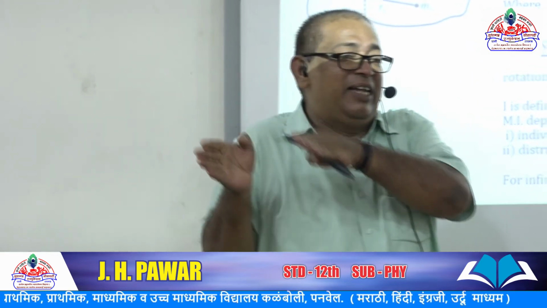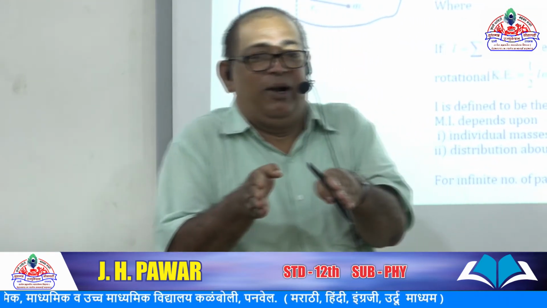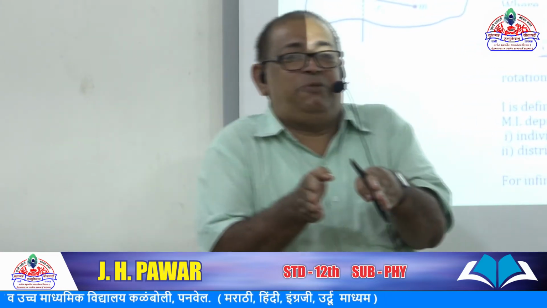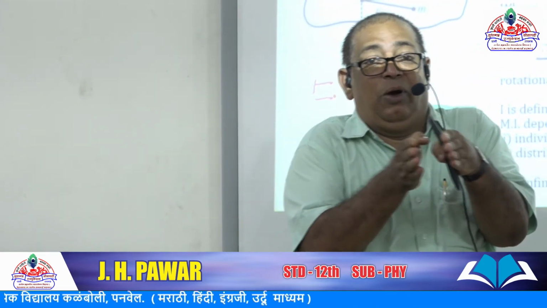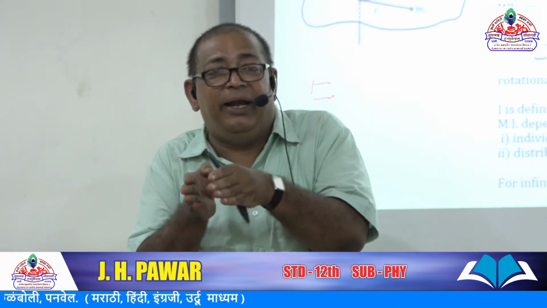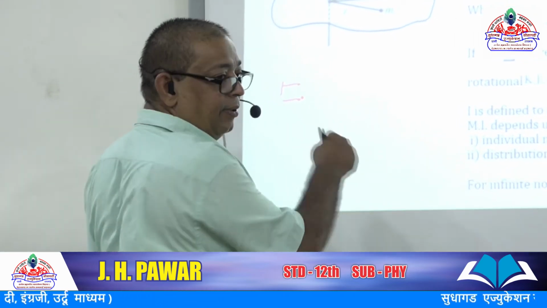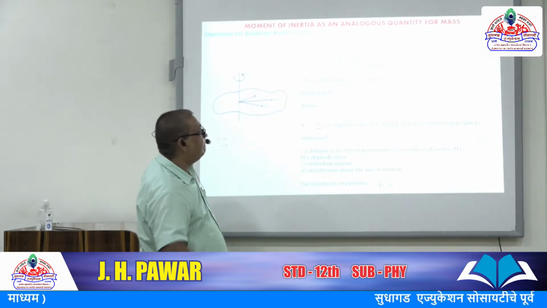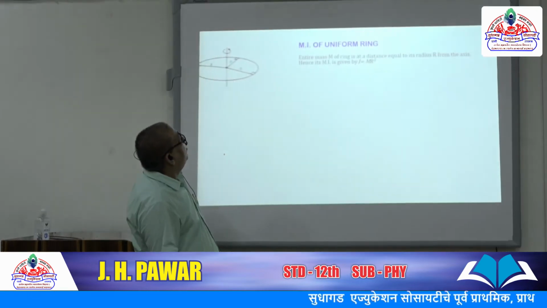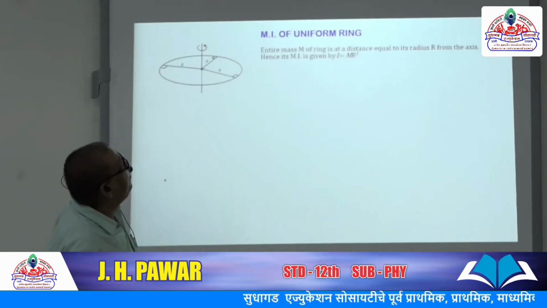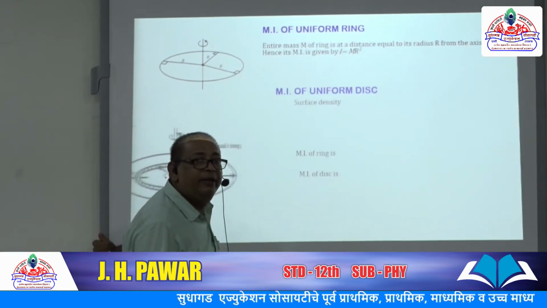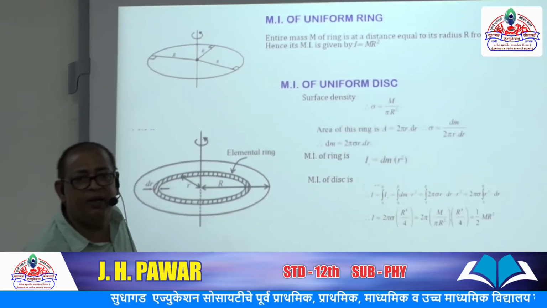Then we consider some physical shapes whose moment of inertia can be determined. The first shape we consider is next: the moment of inertia of a uniform ring. Then the question is, what is a uniform ring?